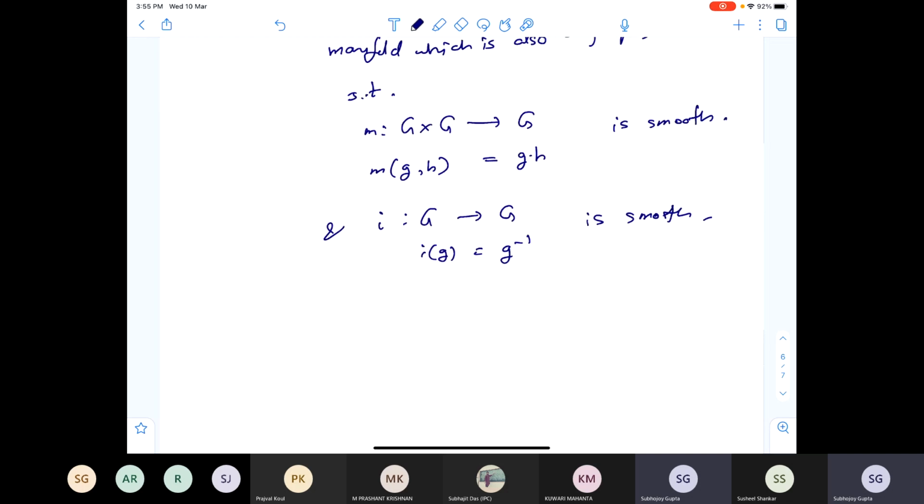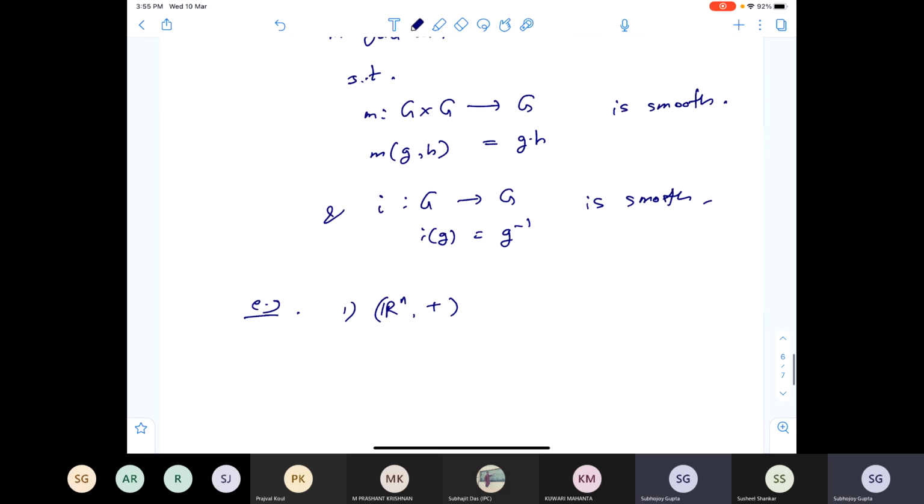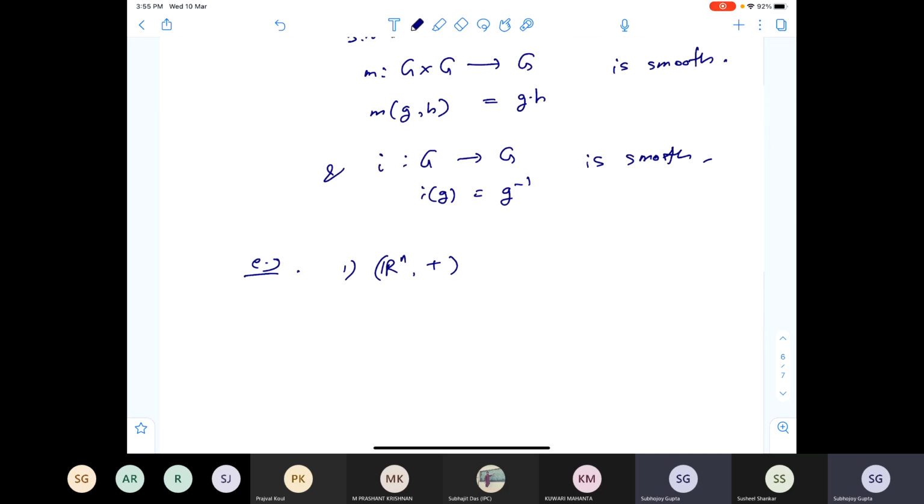Okay, and for example, what are examples? R, or Rn with the additive group structure, is certainly a Lie group. So this is Rn with addition. Another example is invertible n by n matrices with real entries.